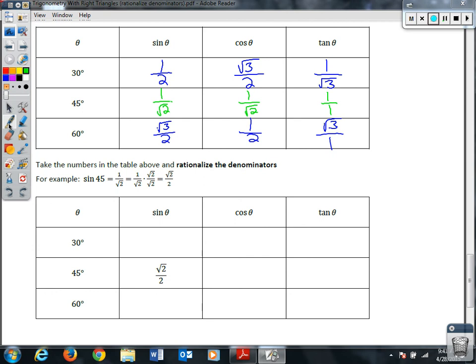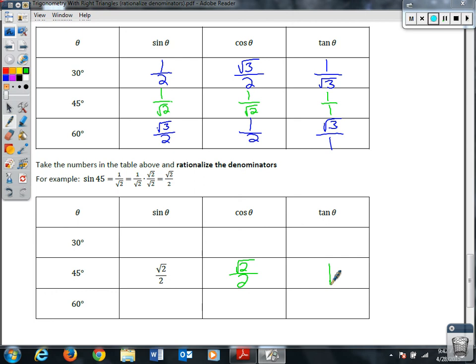So we're going to do that for this chart. First of all, I've already filled in the sine of 45. Cosine of 45 is the same thing, so we can go ahead and fill that in as well, since it's also 1 over the square root of 2. And let's just complete that row then. So 1 over 1, there's no square roots there, that's just 1.